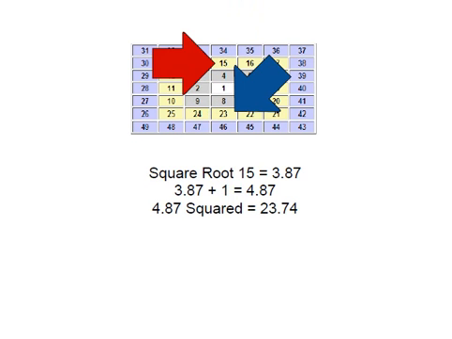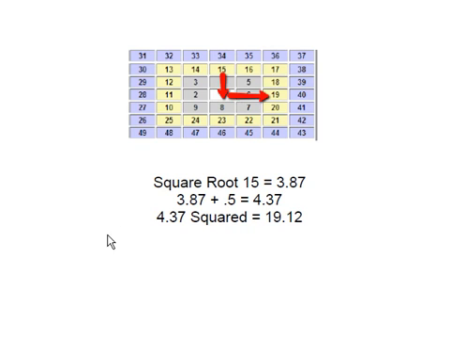And we can do the same thing by adding 1 to the square root of 15, producing 4.87, squaring that, and we get 23 rounded down to the nearest integer. And we can see that 23 is on the same level as 15, but in the opposite quadrant. And finally, if we add 0.5 to the square root of 15 and square that number, we get 19 rounded down to the nearest integer.